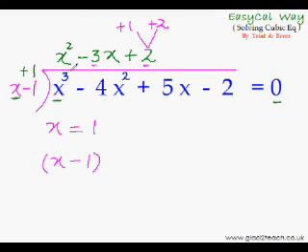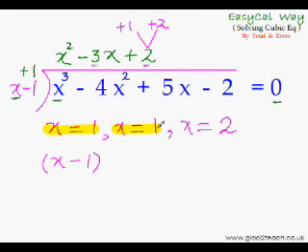That means the three roots of this cubic equation are x equal to 1, x equal to another 1, and x equal to 2. And with the first method also, we had got the same 3 roots.